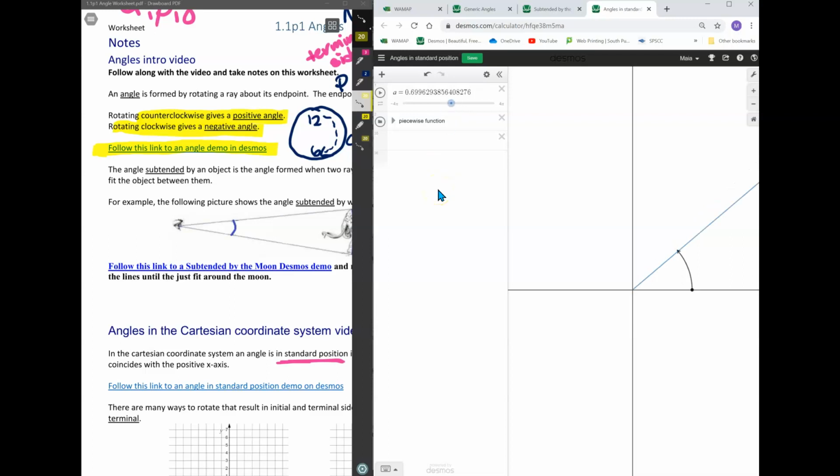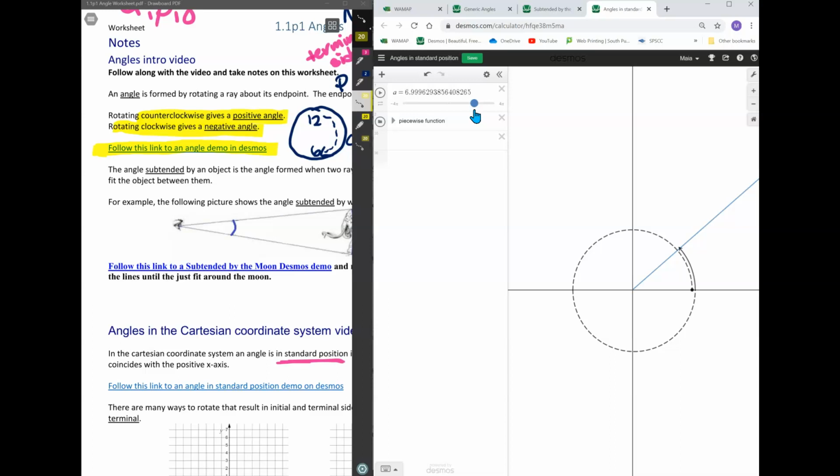There's more than one way to start at the positive x-axis and end up at that ray. You're seeing one specific way right now: that smaller angle that just goes from the positive x-axis a little ways up to this terminal side. But notice, if I keep going, you can get to the exact same terminal side with a different rotation.